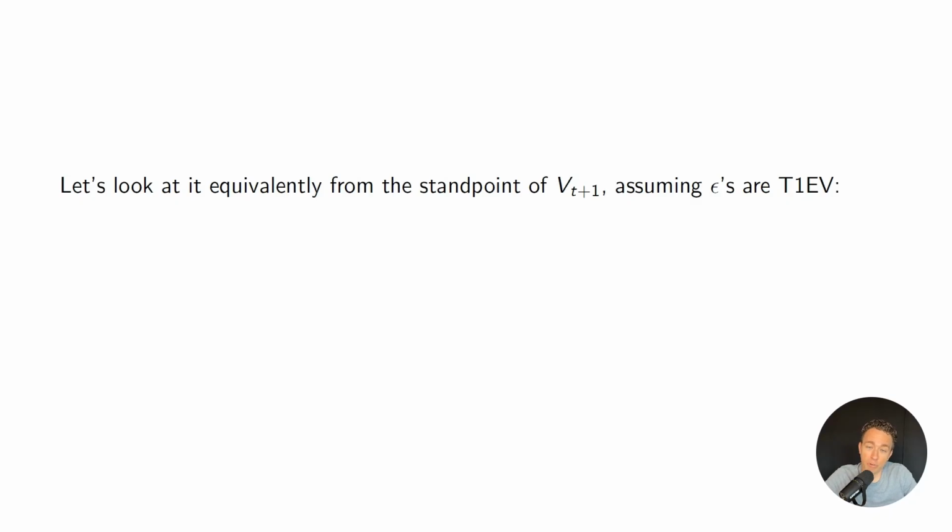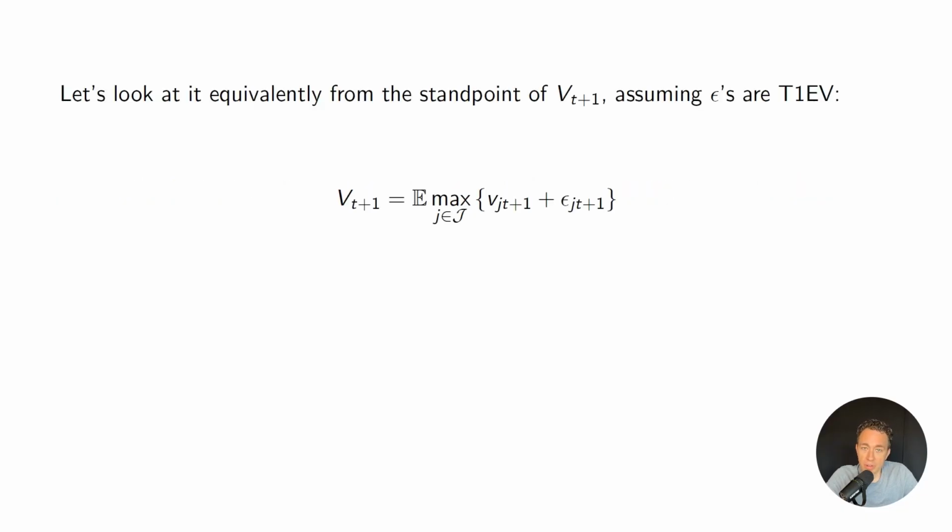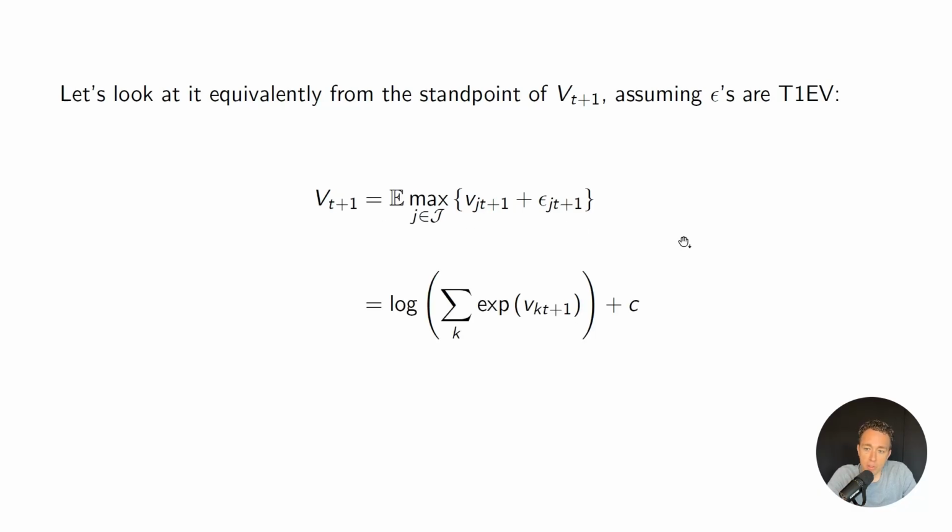Now let's take a different approach. Let's look at the formula for capital V_{t+1}, if we again assume that the epsilons are type 1 extreme value. In an earlier video, I showed you the Bellman equation, and we saw that it had this recursive structure. So we can write the Bellman equation as the Emax of the conditional value functions plus the current period epsilons. This is for period t+1, but this is true for any time period. If we assume type 1 extreme value, then the Emax term has this convenient closed form: the log of the sum of the exponentials, plus Euler's constant, that's the C there.